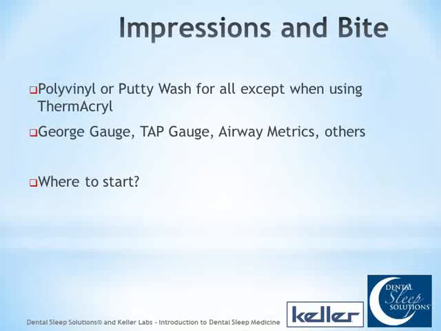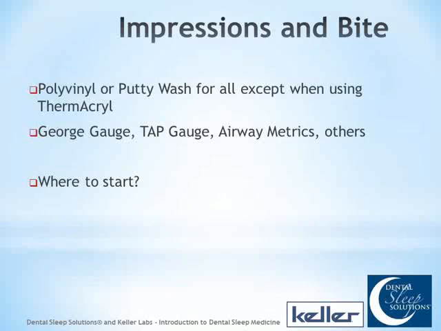Something polyvinyl type, I just think makes life easier. You can send it to the lab even though they're a little bit more expensive. I've been using the George gauge for years, and you've got to measure the range of motion and determine where you're going to start the device, and you've got to take a protrusive bite of some sort. I've also used the airway metrics, which I like, which are little jigs that have various vertical and horizontal points that you can lock the patient into and then take your bite with that.